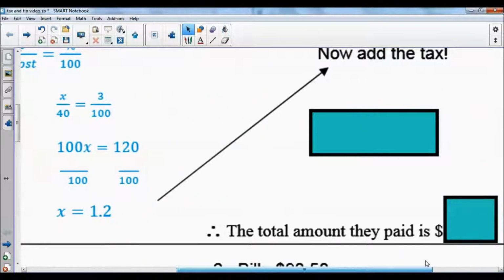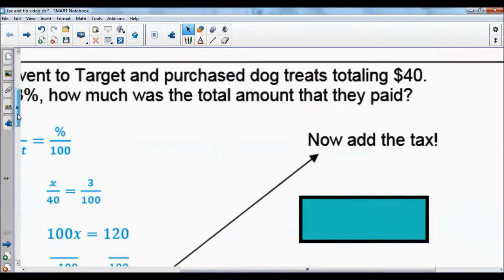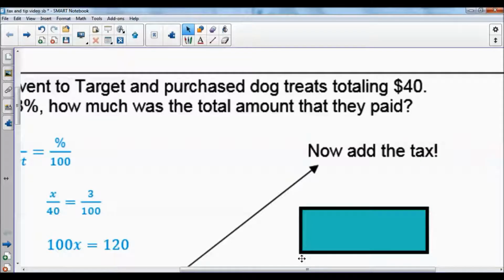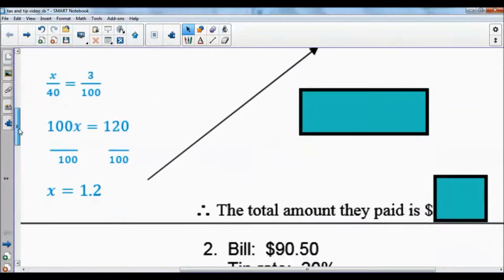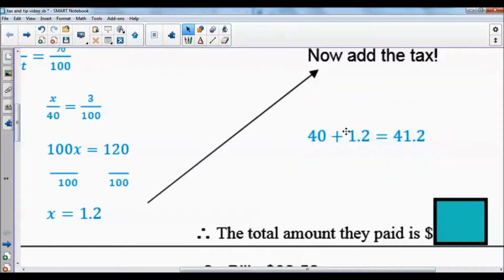So now if we're trying to find the total amount, which is what they want to know, what's the total amount, you're going to take that tax that you found, the $1.20, and you're going to add it. So our original price was $40 plus $1.20. We're going to actually end up paying $41.20.